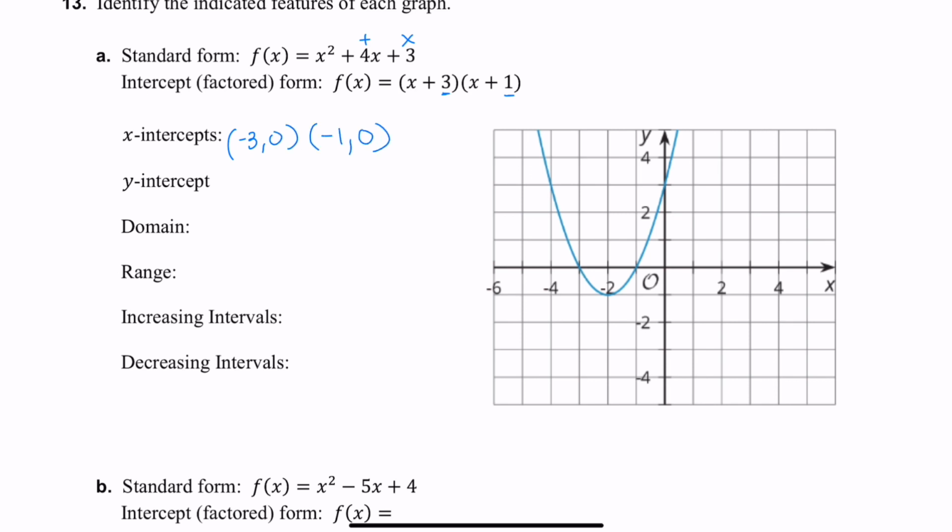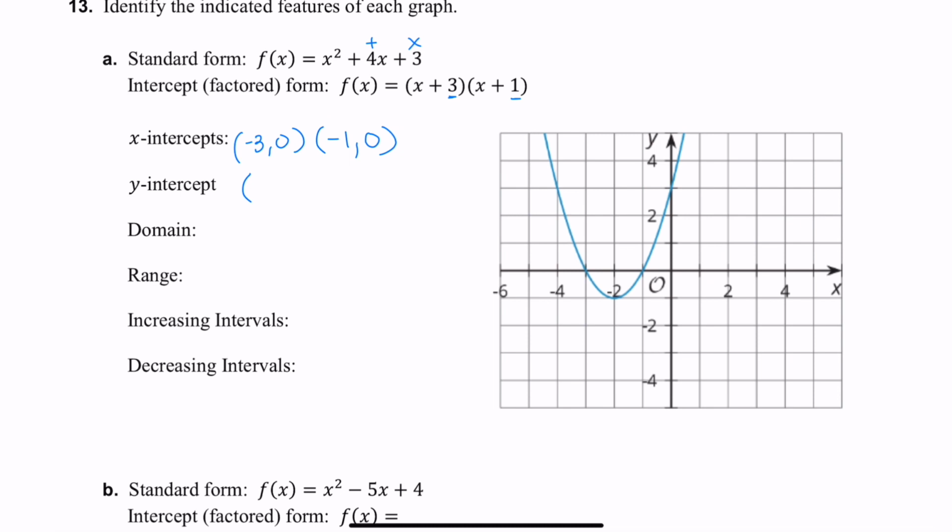Now the y-intercept is this number right here. It's our starting point. Now this 3, this is where the starting point is, the plus 3. So I'm going to start right here at 3, and we get this in standard form. So standard form is a great way to find our y-intercept, where intercept or factored form is a great way to find our x-intercepts.